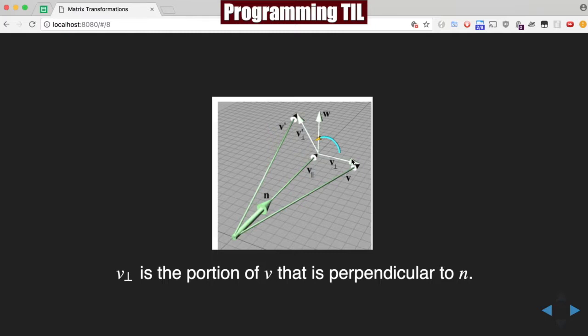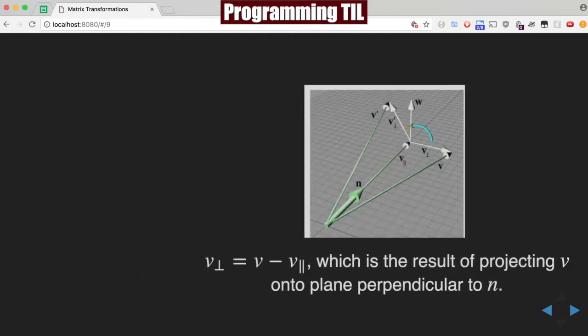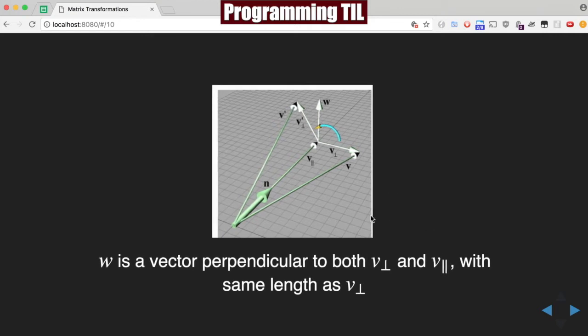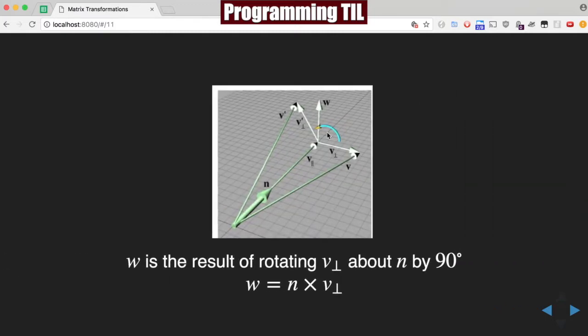So here's the original v. We're rotating up to v prime, and then we're breaking it down into these pieces. So v perpendicular is equal to v minus v parallel, which is the result of the projection of v onto the plane perpendicular to n. W, this vector up here, is the vector perpendicular to both v perpendicular and v parallel, and it has the exact same length as v perpendicular. And we compute that by rotating 90 degrees around n, so we'll have w is equal to n cross v perpendicular.